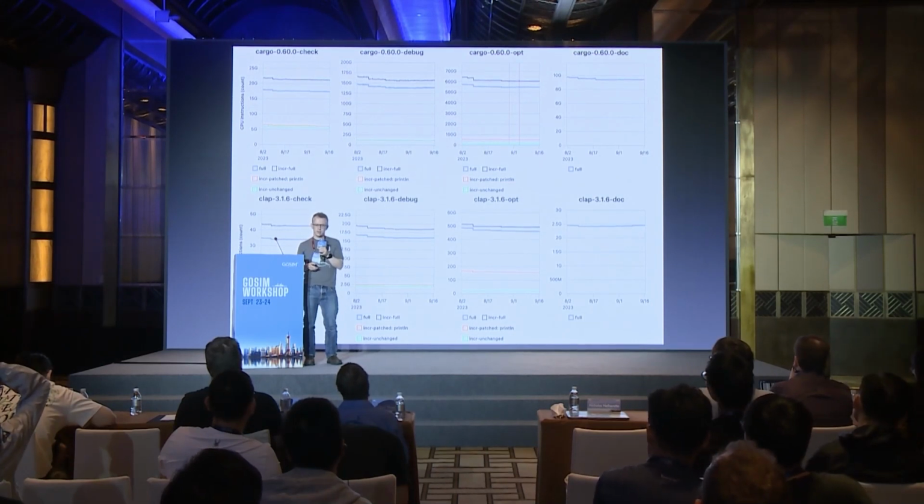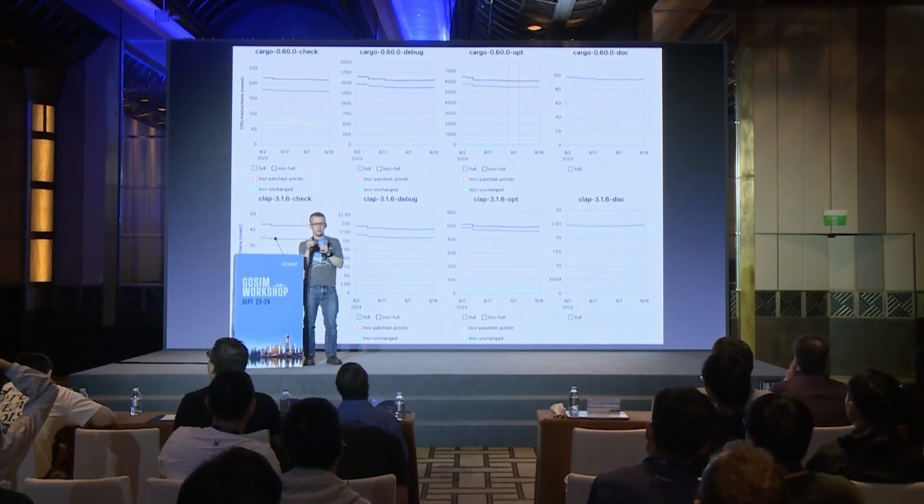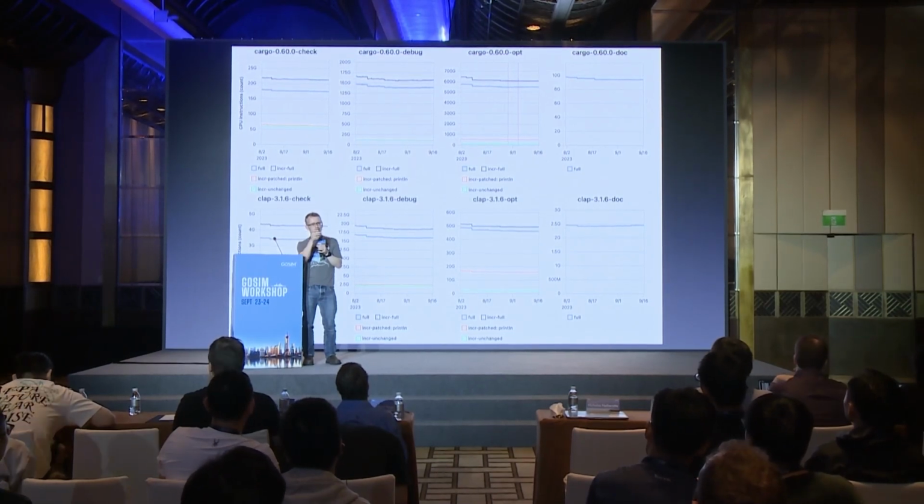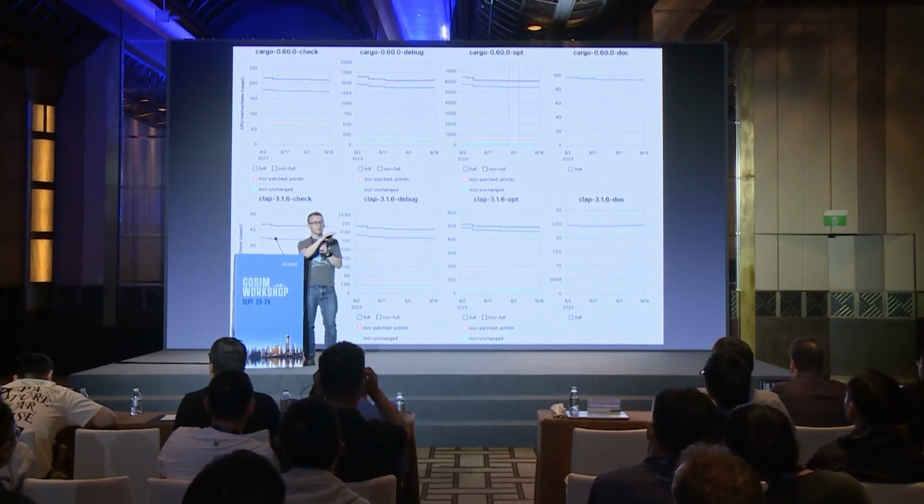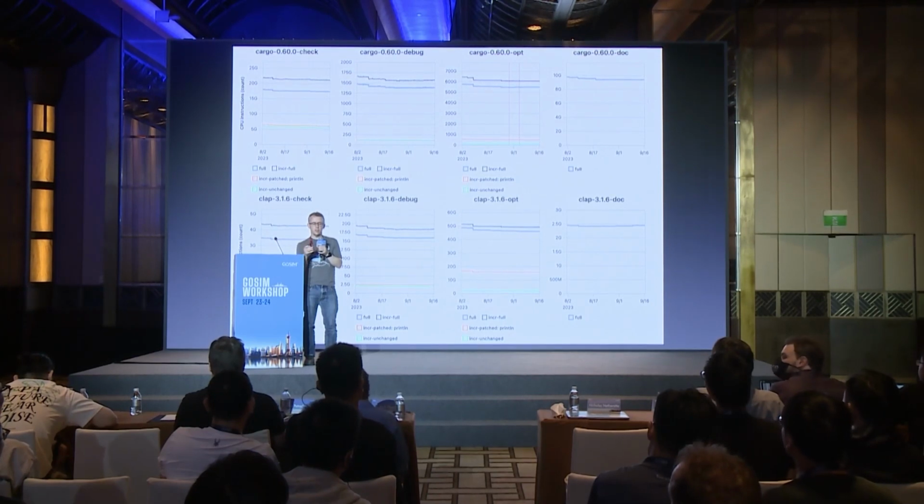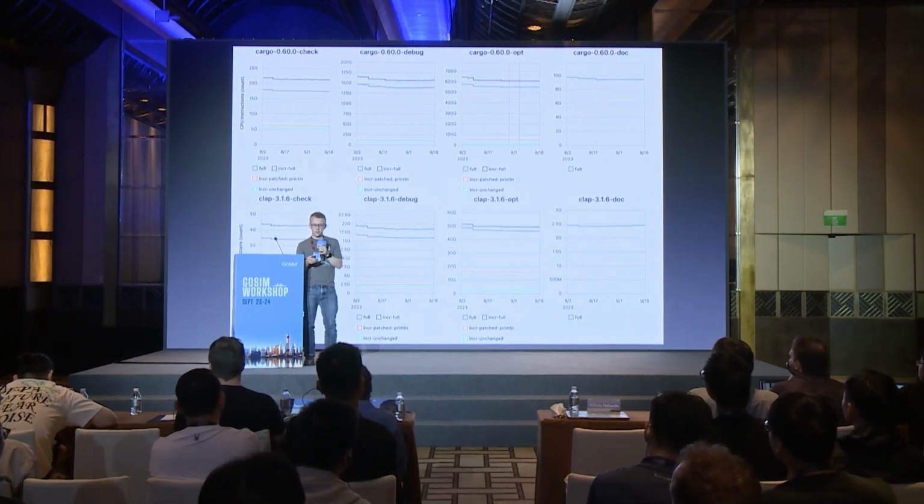Each of these graphs covers a period of about 6 weeks. You can see over time that most of the lines are fairly flat. There are a couple of small drops which indicate places where we made small improvements to compile time. So that gives you a nice time-based overview.